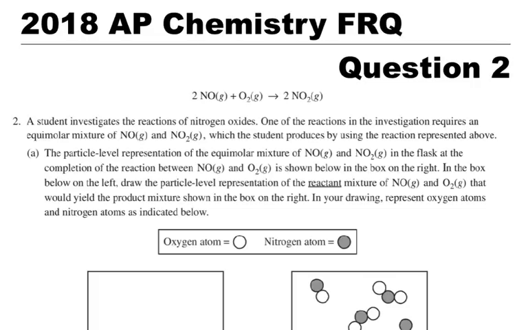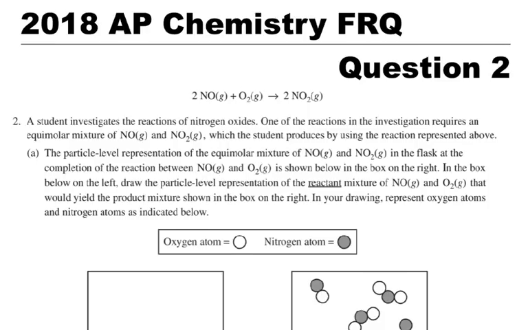I'm going to go over question 2 from the 2018 AP Chemistry FRQ exam. This whole question is talking about oxides of nitrogen, and it's really a little confusing because there are several different parts to the question that are not necessarily related. They're just all about oxides of nitrogen.